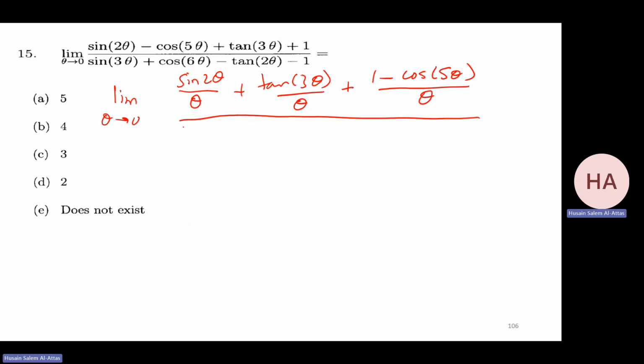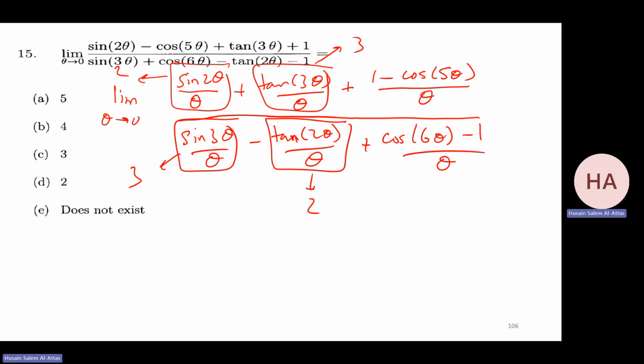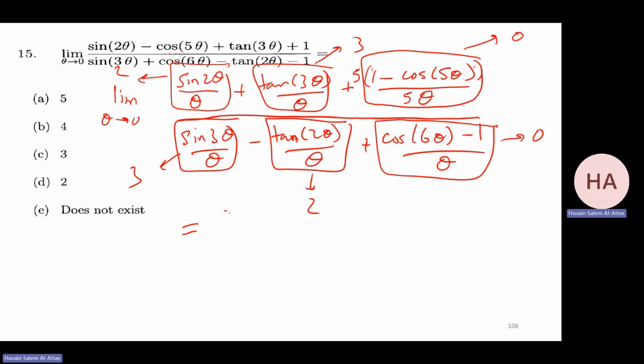The denominator, you have what? Sine 3 theta over theta, cosine, I will leave it, and tan 2 theta over theta, plus cosine 6 theta minus 1 over theta. This is 2, we know it. This is 3, we know it. This is 3, we know it. This is 2, we know it. This one will be 0, since I put 5 here and multiply by 5, so it will be 0 times 5, which is 0. And the same thing for this one, which is 0. So the answer will be 2 plus 3 plus 0 over 3 minus 2 plus 0. So the answer is 5.